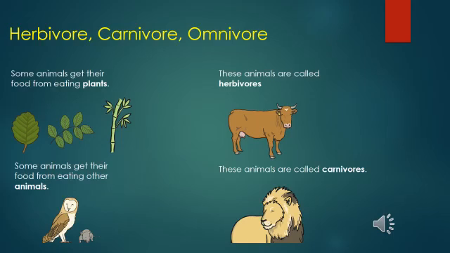Right. Some animals, well, they don't eat plants at all. They only eat other animals. These are known as carnivores. Again, let's say it. Carnivores.